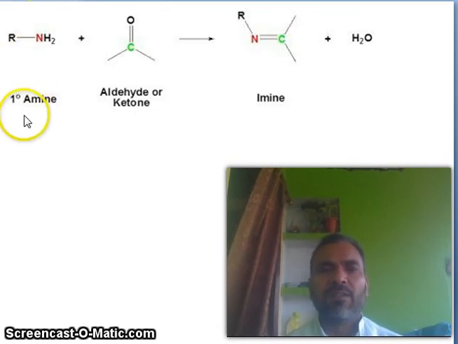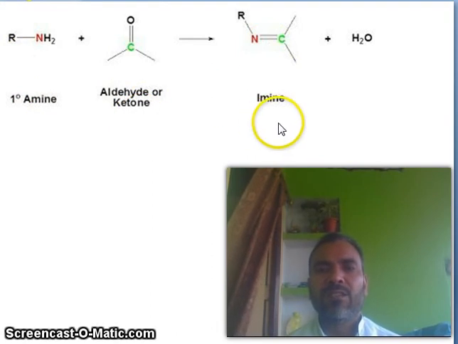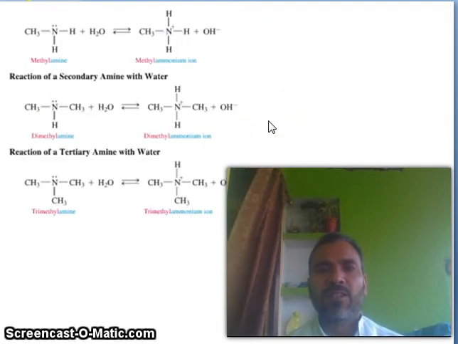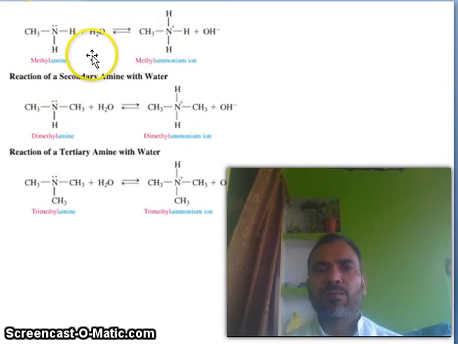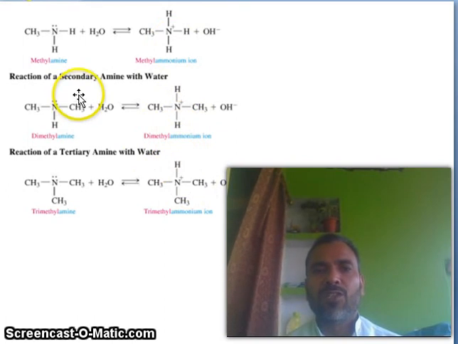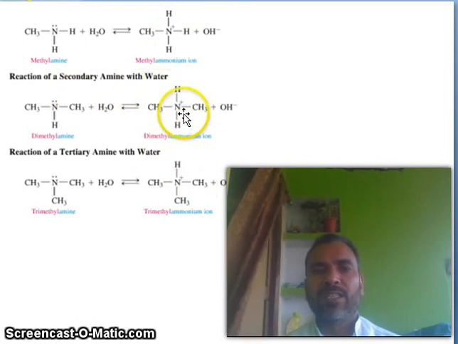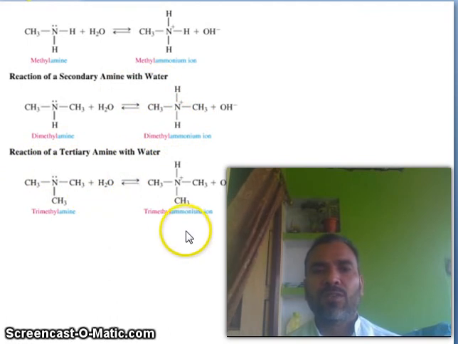You can see 1 degree amine always reacts with aldehyde and ketone forming a Schiff base, which is an imine. Now you see, methylamine reacts with water forming this ammonium, and this ammonium. Reaction of secondary amines with water, secondary amine. Reaction of tertiary amine with water, so quaternary amine.